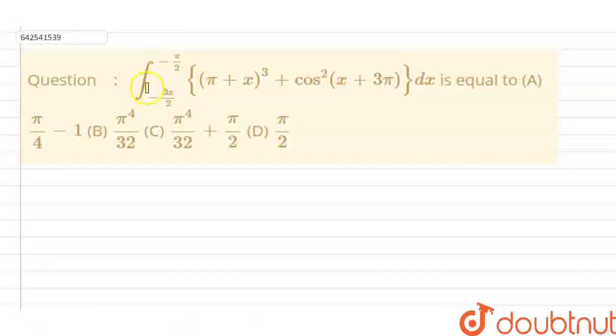Okay student, in this question we have given that the integration from minus 3 pi by 2 to minus pi by 2 of (pi plus x) whole cube plus cos square (x plus 3 pi) dx. And there are four options. We have to find which of these options is correct.